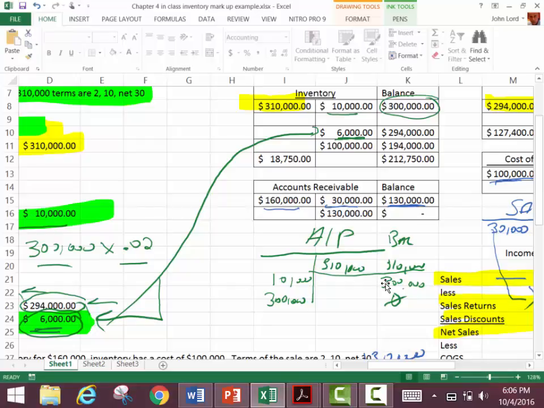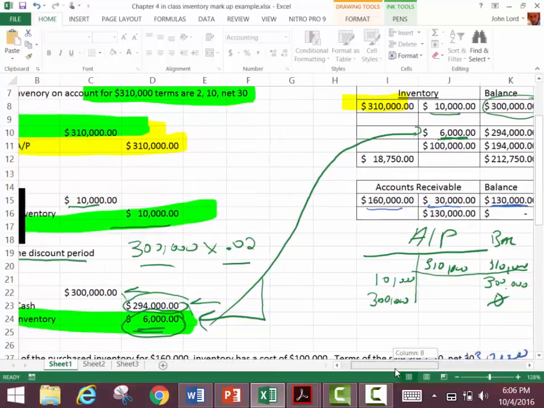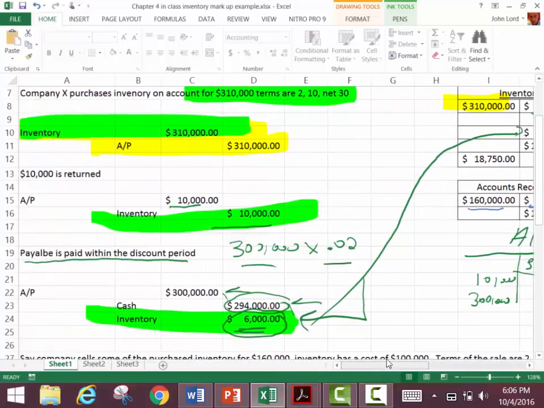So now we only owe the guy net $300,000, and we credit inventory to reflect that we don't have $310,000. We have what? $300,000 of inventory, right? Okay, good. So now we're all set, and we go ahead and receive the bill for this, and we pay within the discount period.